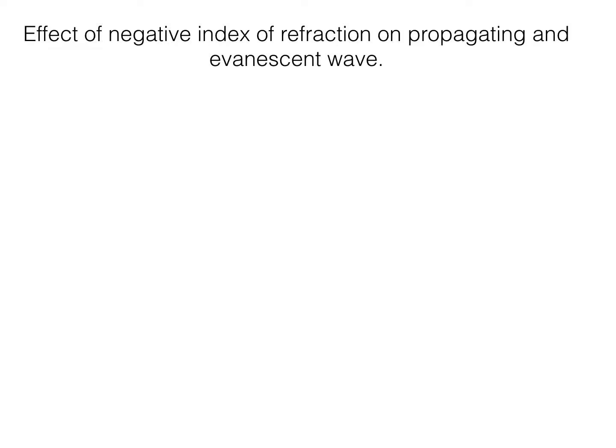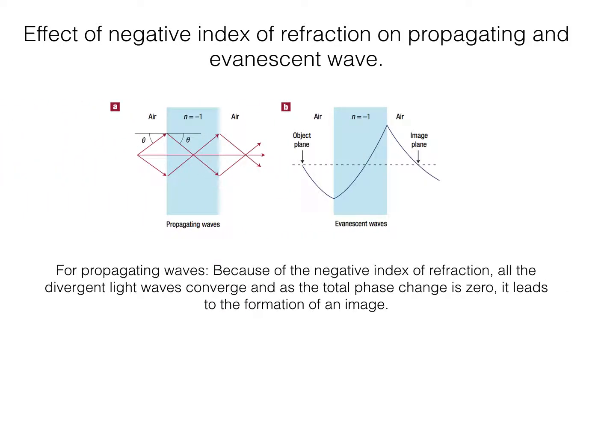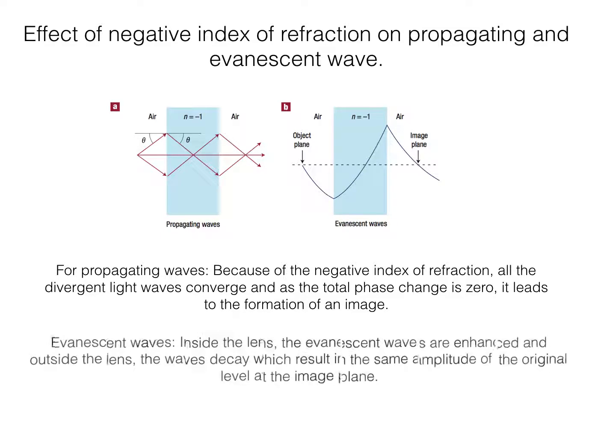Effect of negative index of refraction on propagating and evanescent waves. For propagating waves, because of the negative index of refraction, all the divergent light waves converge, and as the total phase change is zero, it leads to the formation of an image.